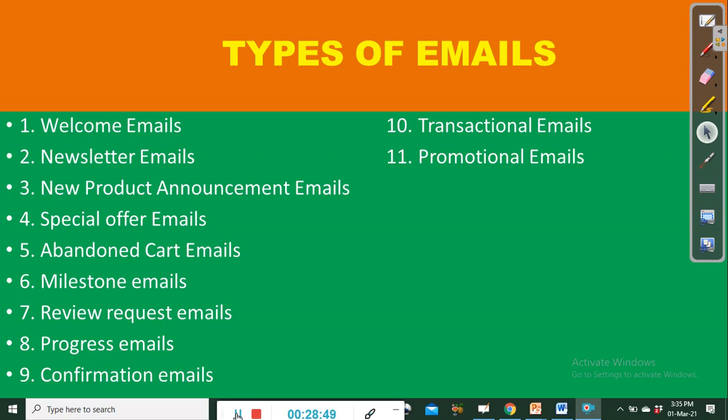Giving confirmation of every process, every stage in a process, shows transparency, and it also builds trust, because when you pay for a service or a product, you need confirmation that your payment has been received. If you register for something, you need confirmation that your registration has been completed. So these are the various reasons for giving confirmation emails.